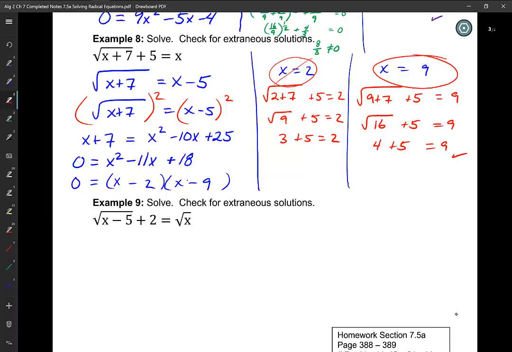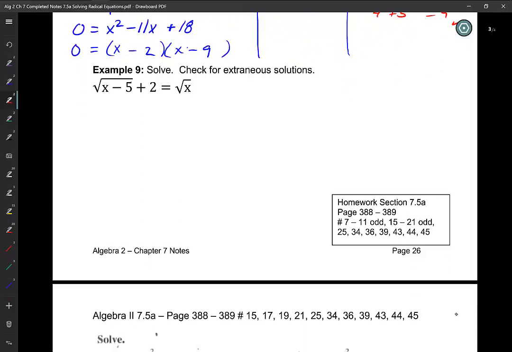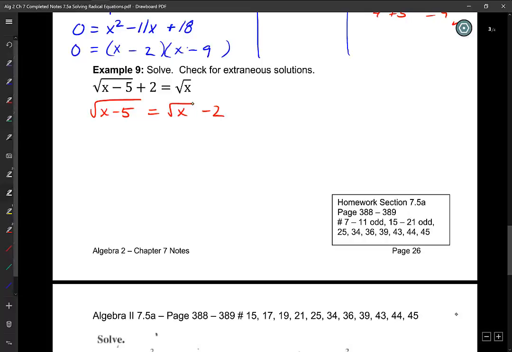Let's take a look at our last problem here. Just like before, we're going to isolate that square root of x minus 5, and we're going to bring the 2 over to the other side. Realize this 2 is not under the radical sign, so we've just got that radical sign all by itself, and we're going to have to square both sides on this problem. Be careful when we square both sides here.